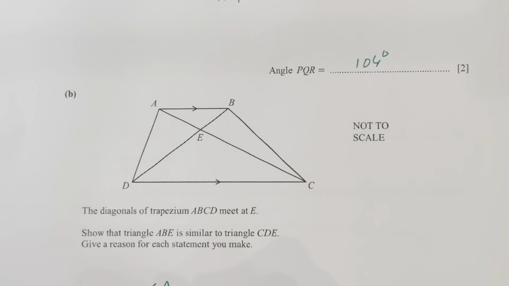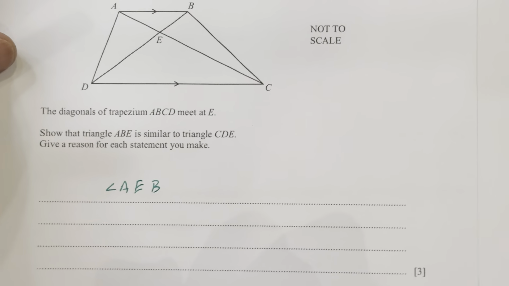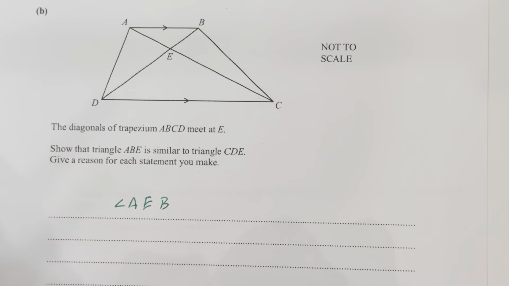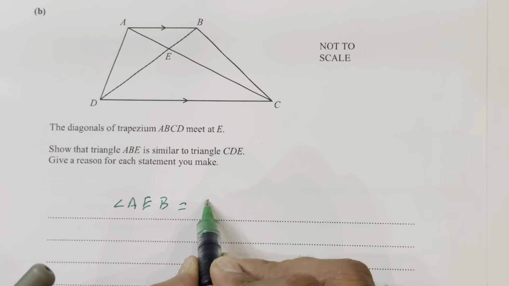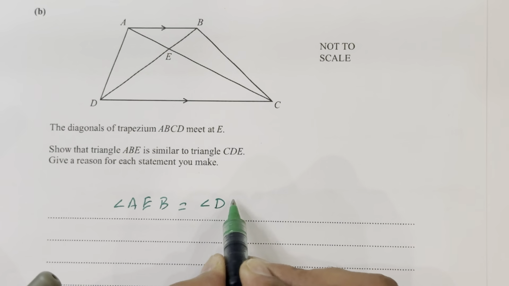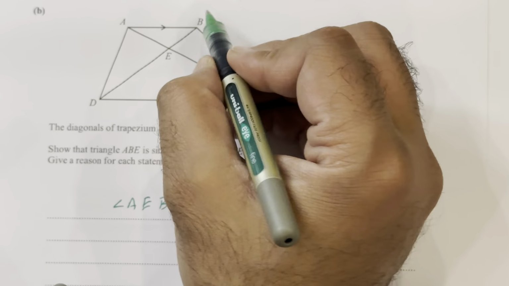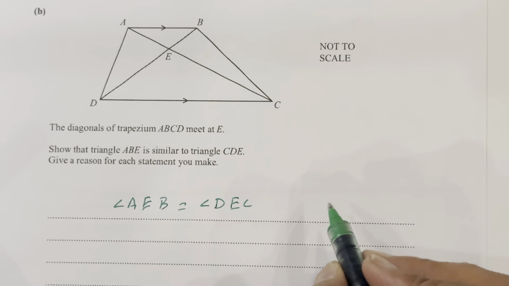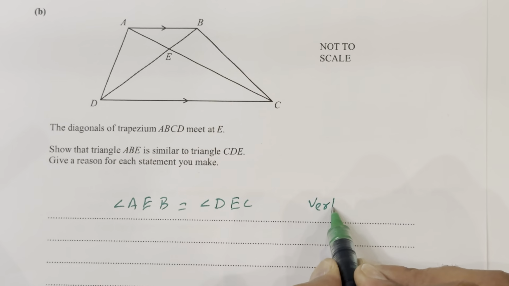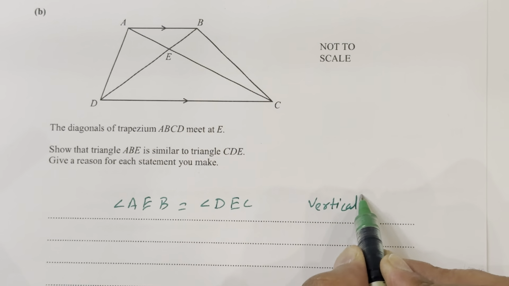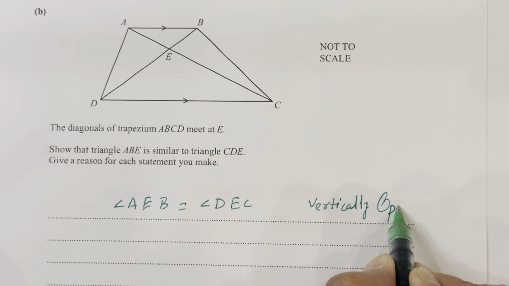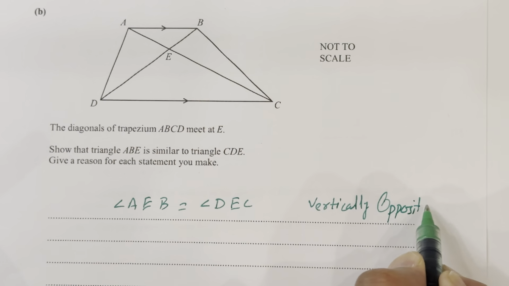Angle AEB, you can see angle AEB is equal to angle DEC. AEB and DEC are vertically opposite angles. So this is the reason we are providing.